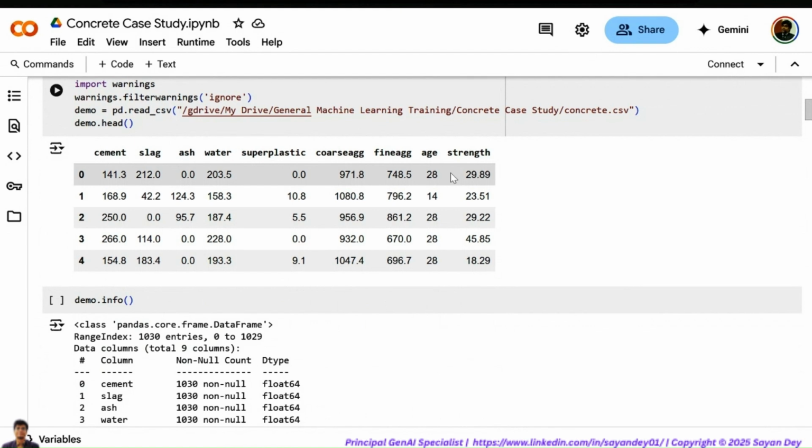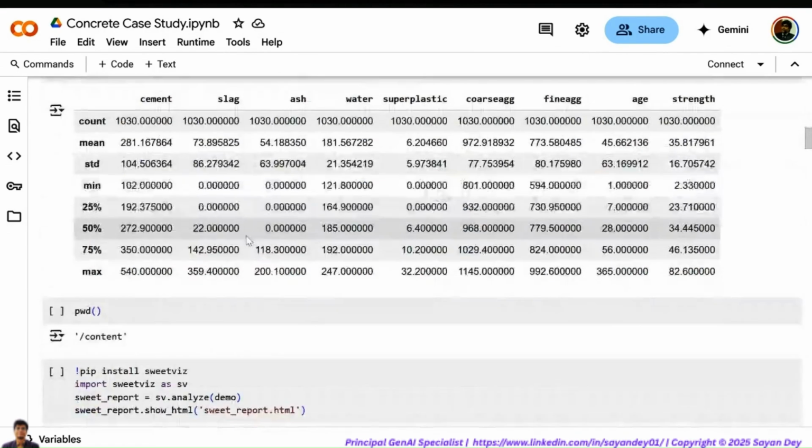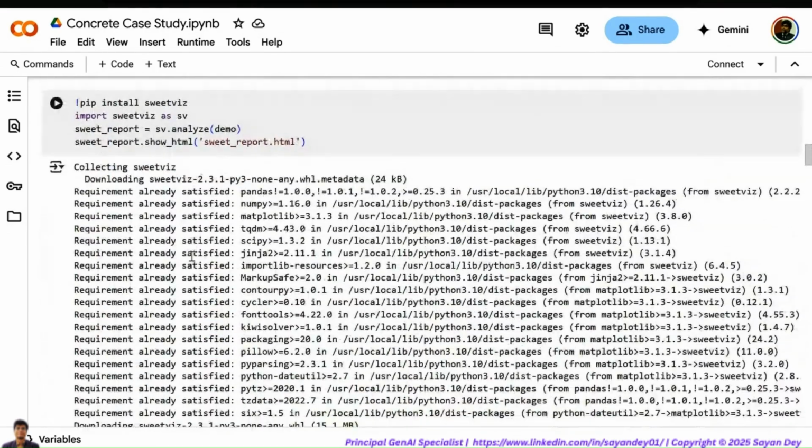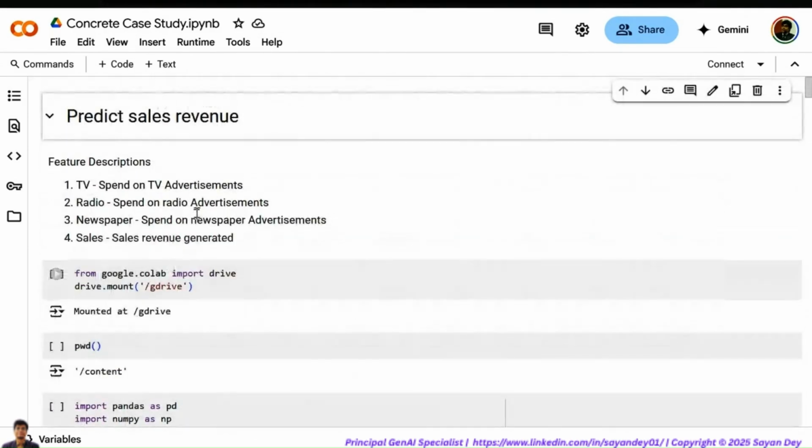So cement, slag, ash, water, superplastic, coarse aggregate, fine aggregate, age. So 8 inputs, and based on that, we are trying to predict the strength. So that is the output. So it is a concrete strength prediction that we are trying to do. It's a regression problem, and it will be a multiple linear regression problem. It's very interesting.